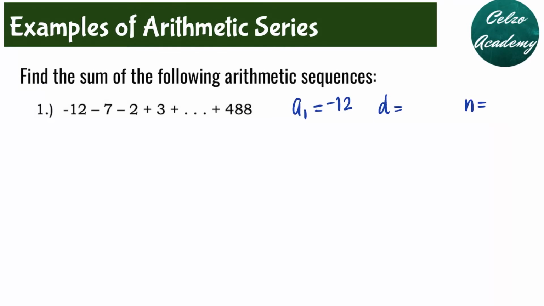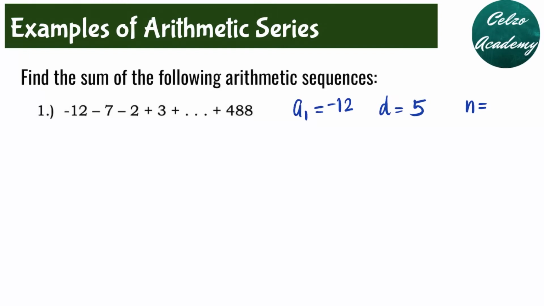What is the common difference? The common difference here is adding by 5. So d is positive 5. You can do that by subtracting negative 7 minus negative 12. You can also do negative 2 minus negative 7, or 3 minus negative 2. And that is 5. So the pattern in this sequence is adding by 5. At this time, we have the last term 488, but we don't know how many terms there are.